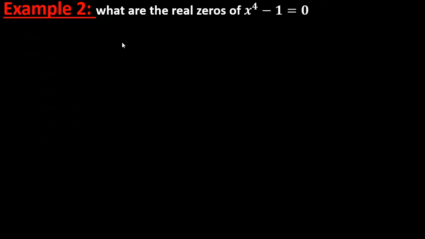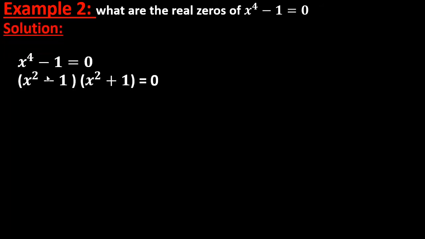Let's proceed to the second example. We have a degree 4 polynomial, and we're asked to find the real zeros. x to the power of 4 minus 1 is equal to 0 can be expressed as a product of x squared minus 1 and x squared plus 1. So x squared minus 1 times x squared plus 1 is 0, and this can be expressed as x plus 1 times x minus 1 times x squared plus 1 is equal to 0, because x squared minus 1 is the product of x plus 1 and x minus 1.